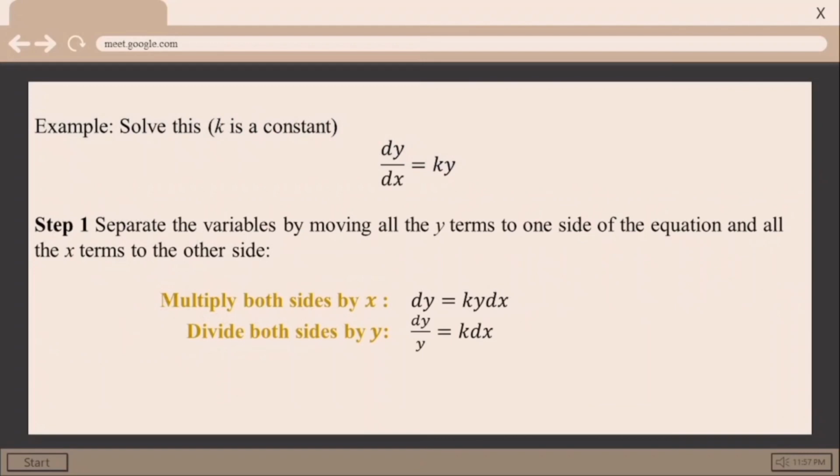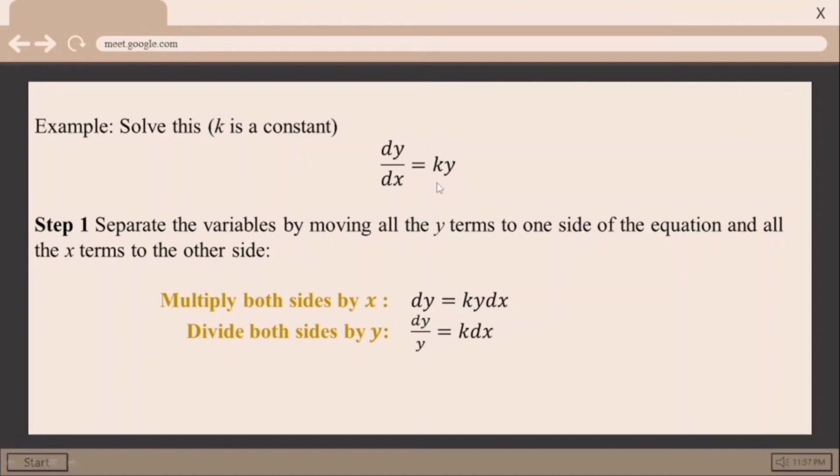So we have here an example: dy over dx equals k times y, or ky. In this problem, k is a constant, so let us all remember that k is a constant. Step 1, separate the variables by moving all the y terms to one side of the equation and all the x terms to the other side. Here in this problem, dy over dx equals ky.